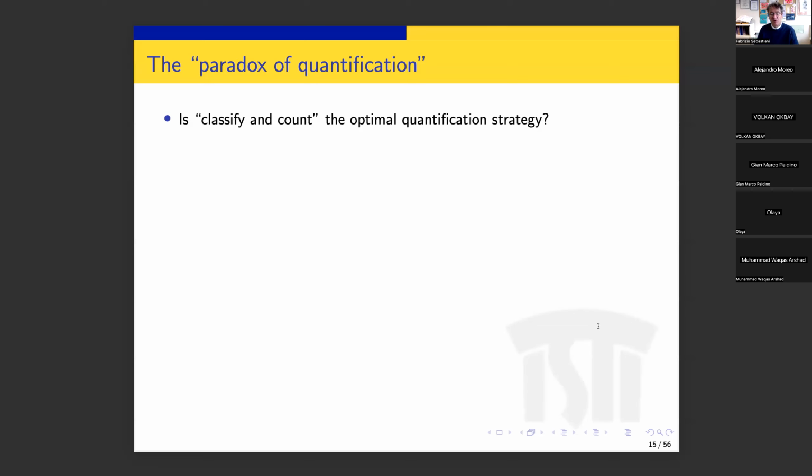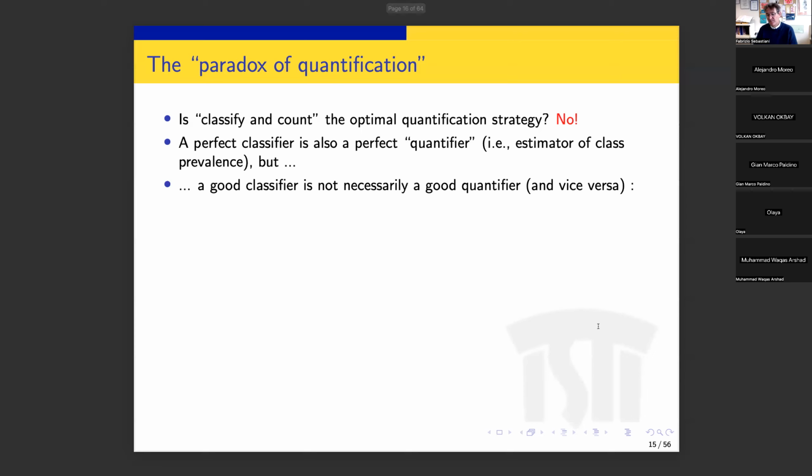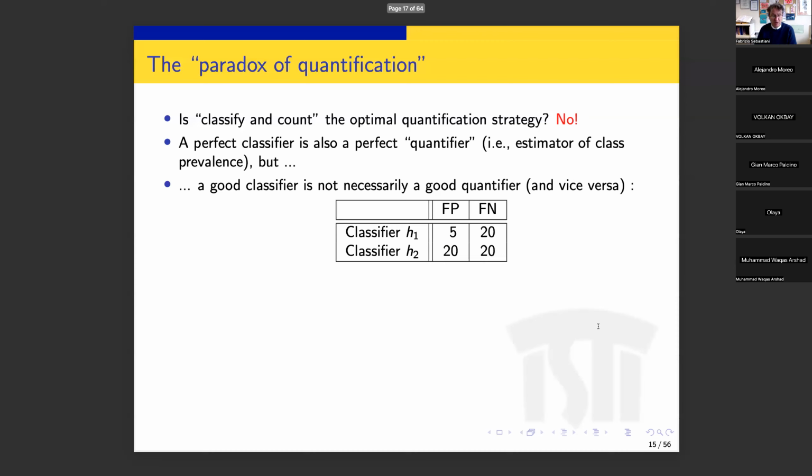Is this the optimal quantification strategy? No. The answer is no. This is a bit surprising in the beginning, because we often say that if we have a perfect classifier, this is of course also a perfect quantifier, a perfect estimator of class prevalence. The problem is that a good classifier is not necessarily a good quantifier, and vice versa. And I'll show you an example why.